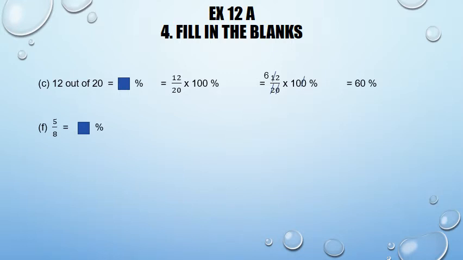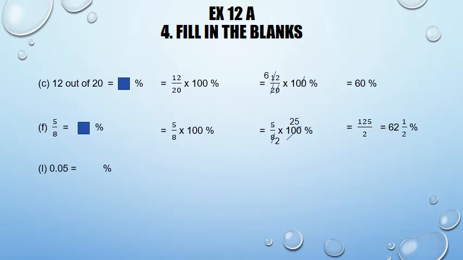Now let's do the F part. 5 upon 8 is equal to how much percent? Okay, it means 5 out of 8 is equal to how much percent? Since we have to find the percent, we have to find out of 100. So 5 upon 8 multiplied by 100. We can divide 8 and 100 by the common number 4. So 100 divided by 4 is equal to 25 and 8 divided by 4 is equal to 2. So now 125 upon 2, which is equal to 62 and 1 by 2%.